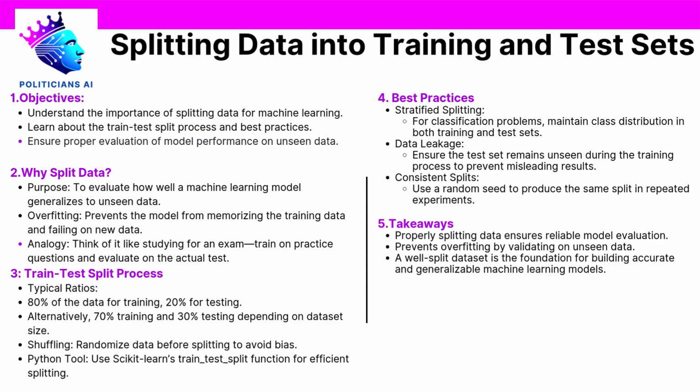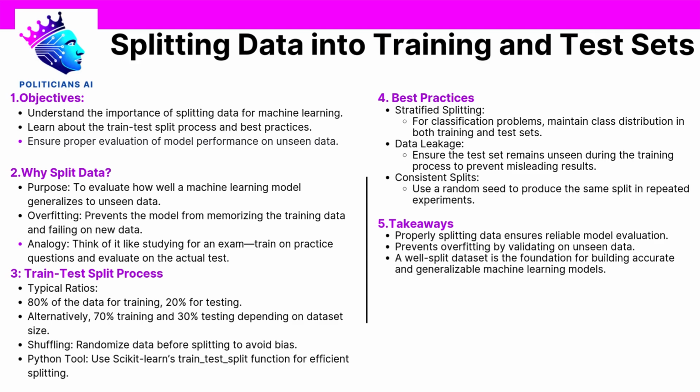The main goal of machine learning is to create a model that performs well not just on the data it has seen during training, but also on new, unseen data. Without a proper split, you might end up with a model that performs perfectly on the training data but fails to work in the real world. This problem is known as overfitting, where the model memorizes the training data instead of learning patterns. Splitting the data into training and test sets helps us avoid this issue by keeping the test set separate, ensuring the model is evaluated on new data it has never seen before.